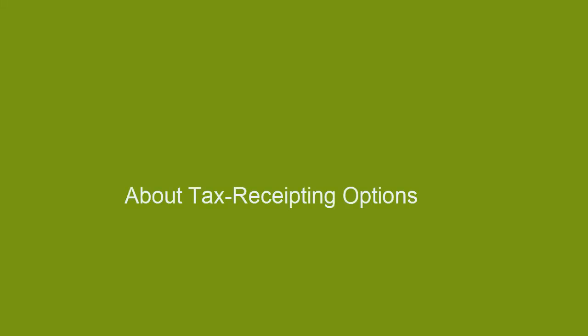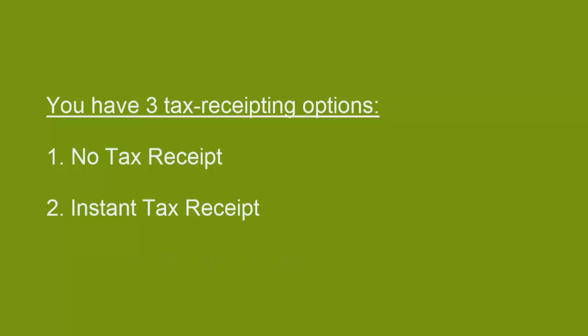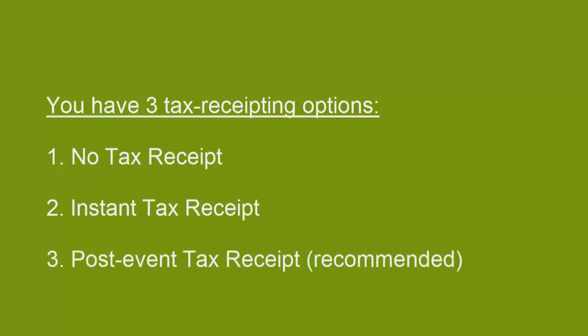Before you can set up tickets for your event, you must choose your preferred method of tax receipting. You have 3 options: no tax receipt, instant tax receipt, and post-event tax receipt. When your receipt is sent is dependent on the receipting option you select. Post-event receipting is the most flexible option. It's the recommended option if you will not know the eligible amount for each ticket type until sometime after you've sold your first event ticket.